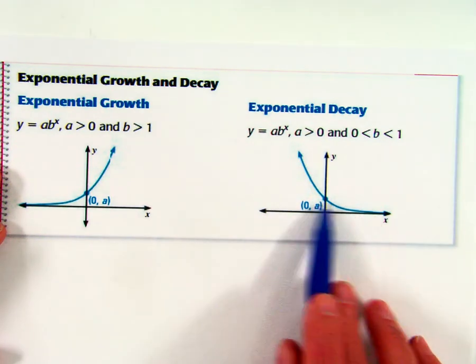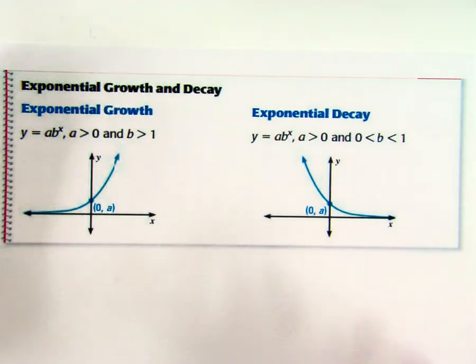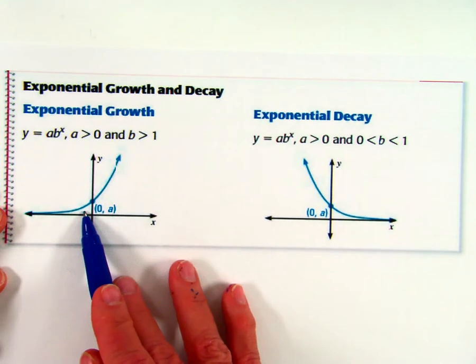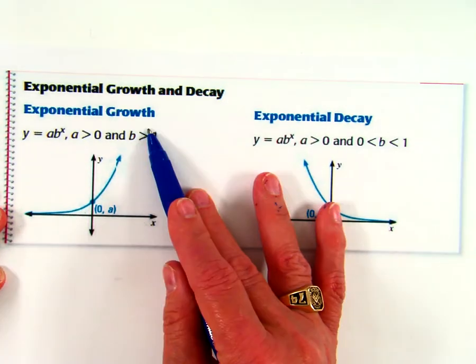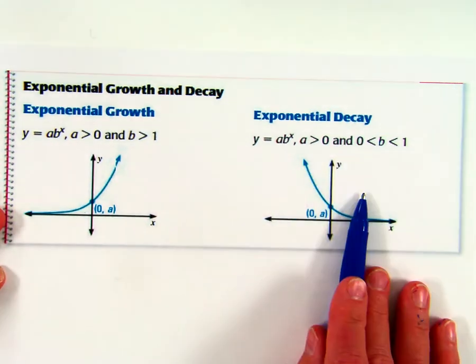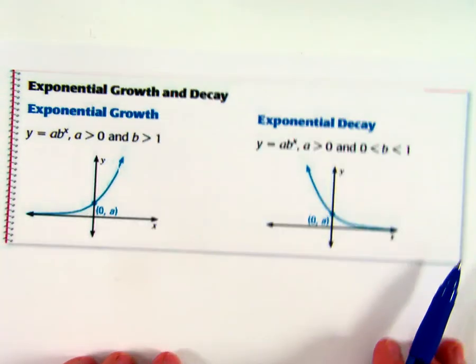Let's think about that. You multiply by a half, then you multiply by a half, then you multiply by a half. That's going down. That's decay. Over here, it's a number that's bigger than 1. You multiply by 2, then by 2, then by 2. It's getting bigger. So exponential growth and exponential decay is what we call it when it's here in the first and second quadrant with these criteria.